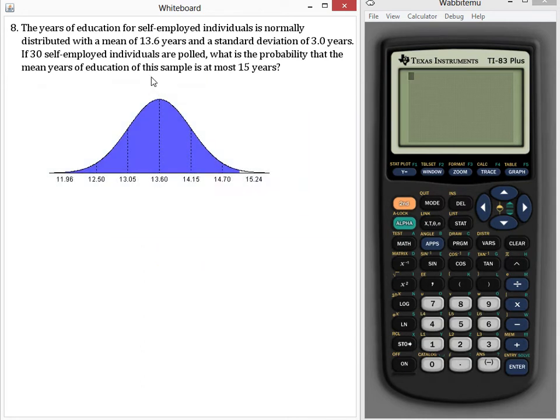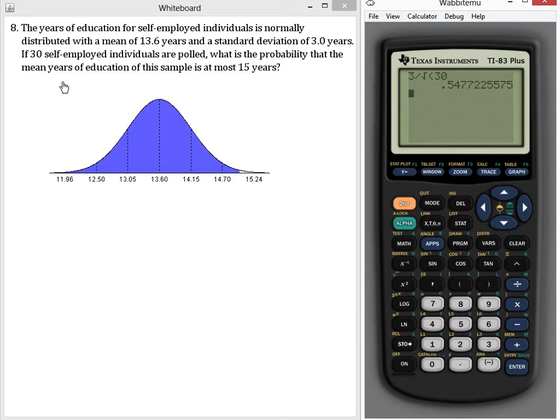So the mean is 13.6, so I put that right down the center. Standard deviation is 3, but I didn't mark this off in terms of 3 because I have a sample of 30. So if I do 3 divided by the square root of 30, then that standard deviation is really about 0.55. So that's what I've marked these off with, 0.55.